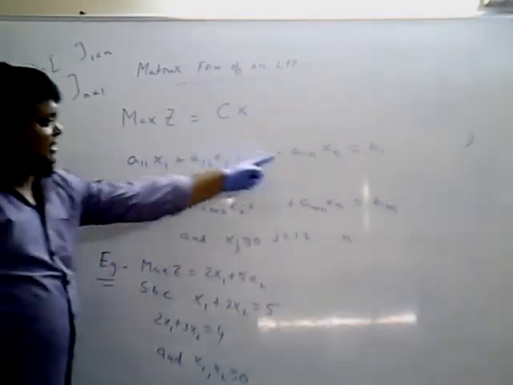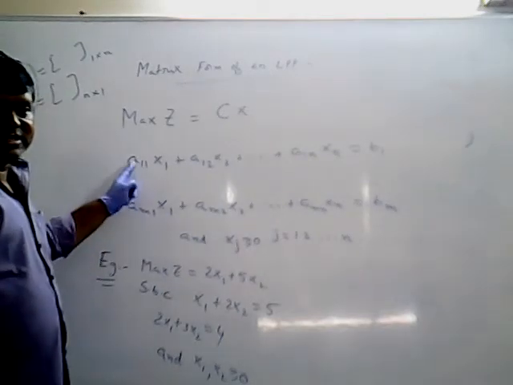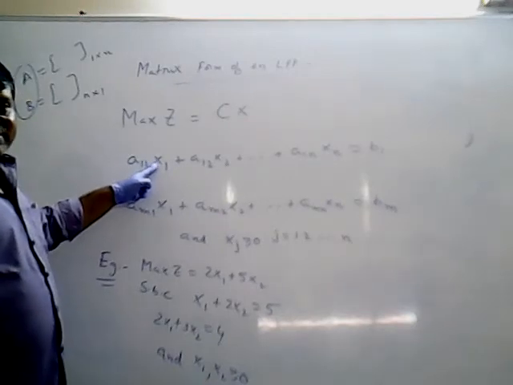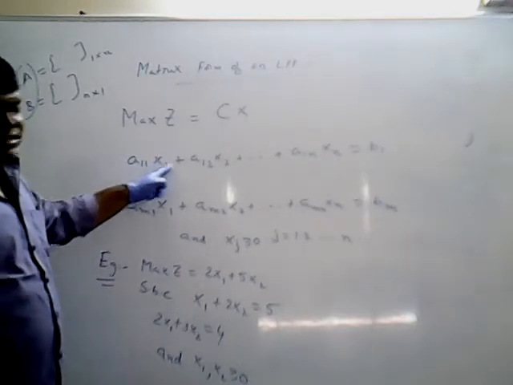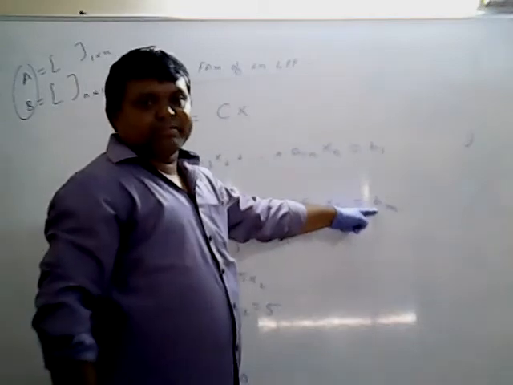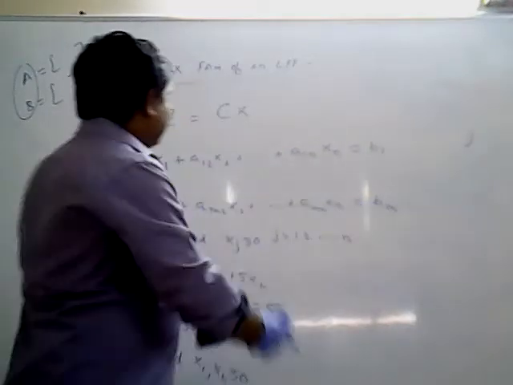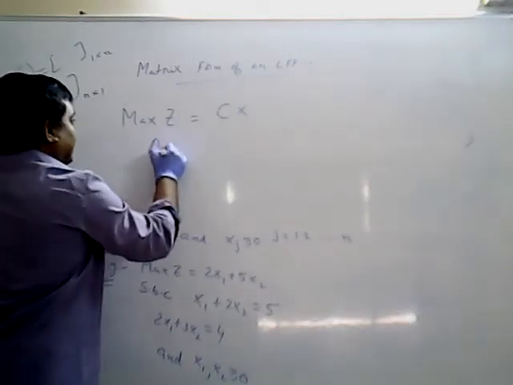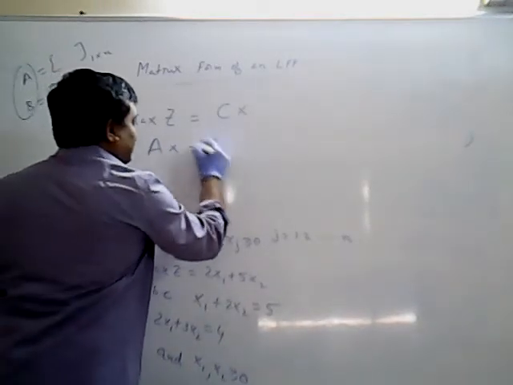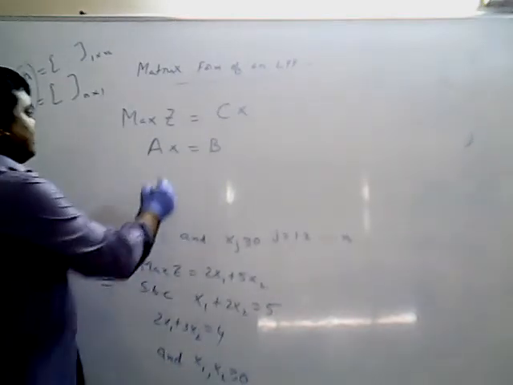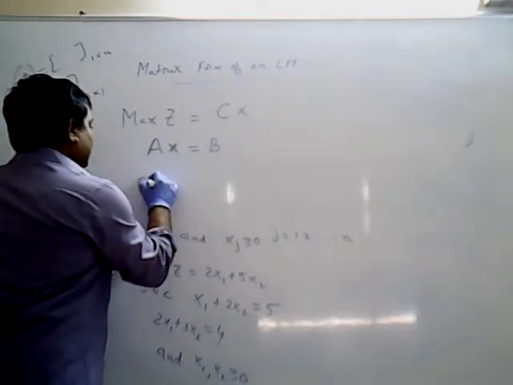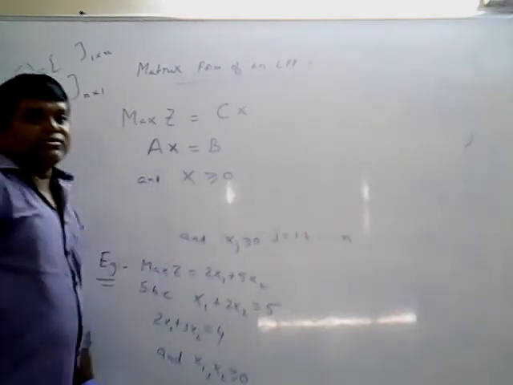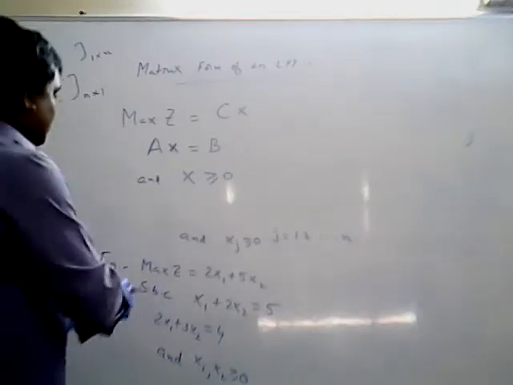Similarly, this entire thing, A11, A12, I will assume as capital A matrix. And this X1, X2, so on, Xn is the X matrix. This B1, B2, so on, Bm I will assume as capital B. That means this entire set of constraints will be written simply as capital AX equal to capital B. And last, decision variables are non-negative, which means X is a matrix which should be greater than or equal to 0.